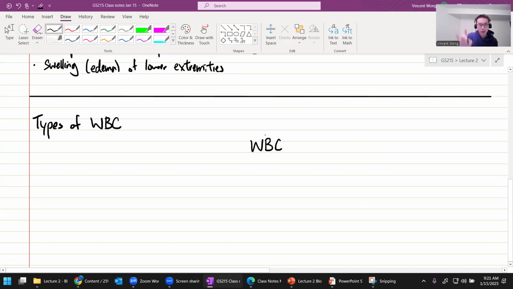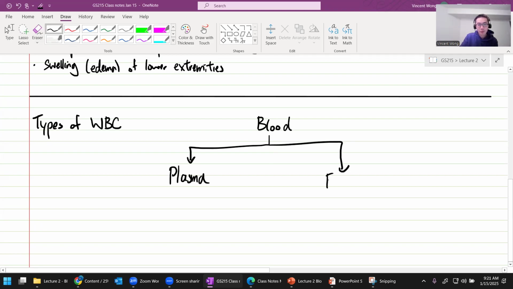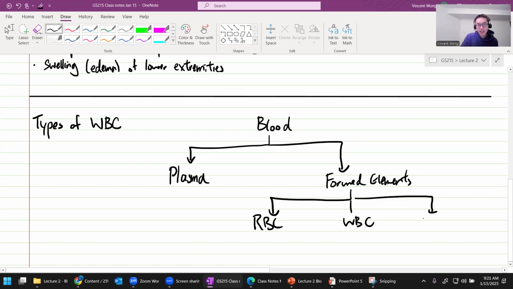Now, just stop for a second. Don't write this down, just listen. In case you are a little bit confused, I'm just reminding you what's going on. Blood has plasma, and then it has formed elements. Under formed elements, we have RBC, WBC, and then platelets. So now we're looking at WBC.